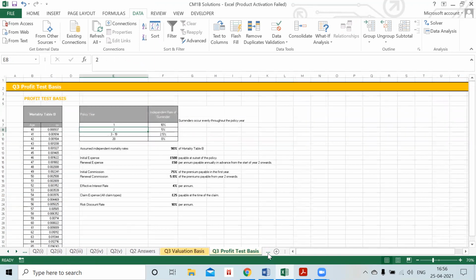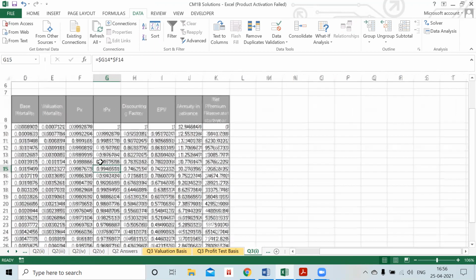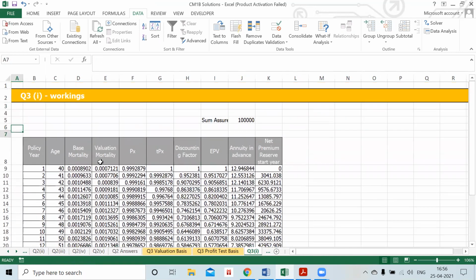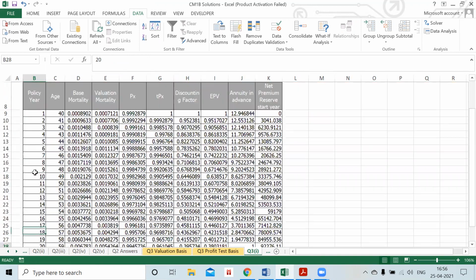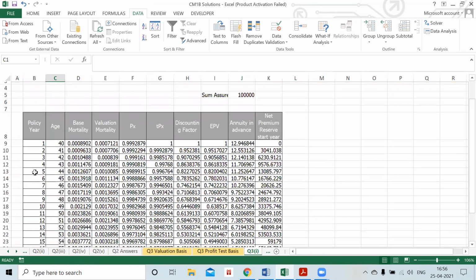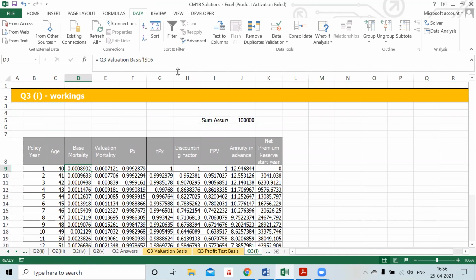Now coming to question 3 part 1, let's see what we have done. The sum assured is 100,000. The policy year goes from 1 to 20, and as you know, age goes from 40 to 59. Base mortality is from the valuation worksheet. Valuation mortality is 80% of the base mortality. 1 minus q_x will give us p_x. t p_x is first 1, then it starts from this into the original probability. Then we have a discounting factor.